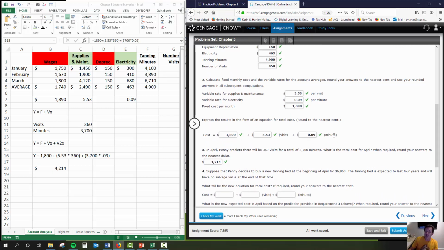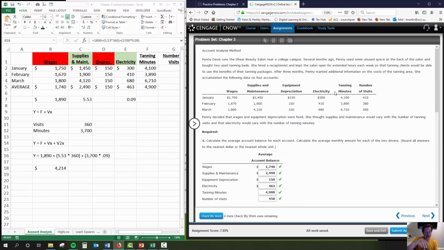If you have any questions on that account analysis method or how to determine whether a cost is fixed or variable, throw them my way. I'd be happy to help.